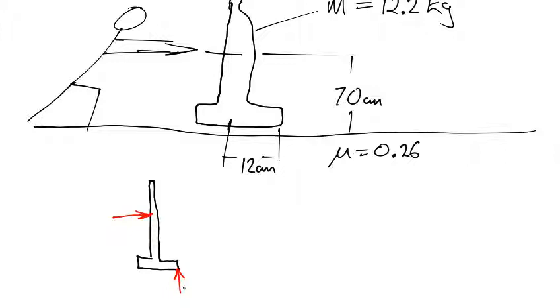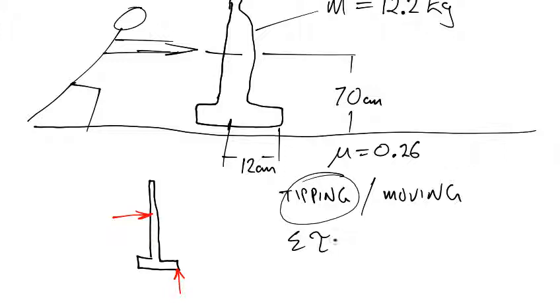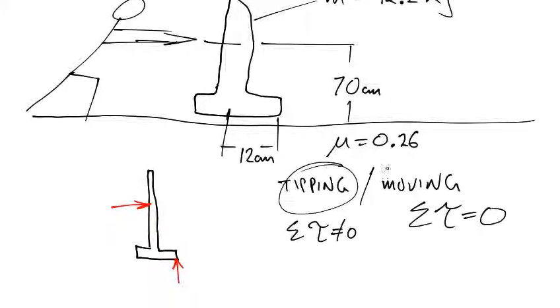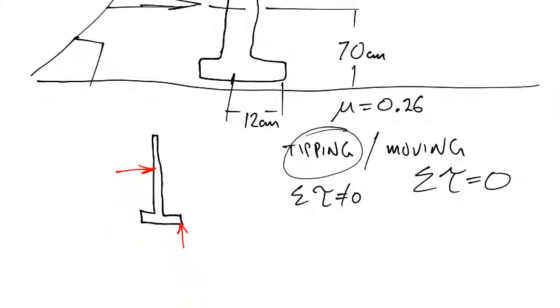Now, if you realize something, what's the difference between tipping versus moving? Well, if it tips, the summation of the torques is not going to be equal to 0. If it moves, then the summation of the torques is going to be equal to 0. Okay? Because when something tips, it rotates. And which point is it going to rotate about? Well, it's going to rotate about this point right here.